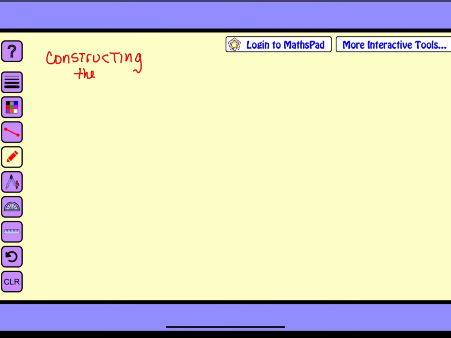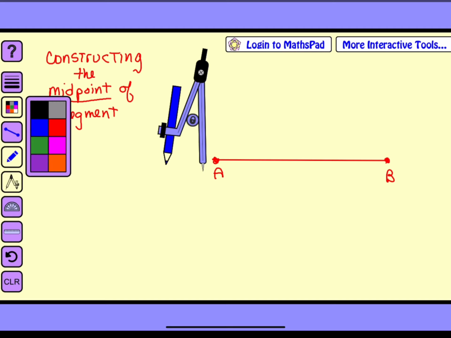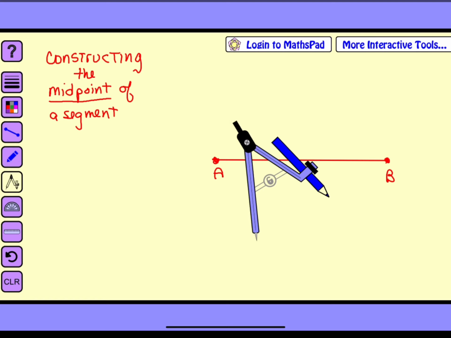We're going to construct the midpoint of a line segment. So what we're trying to do is find where the middle is exactly. To cut a segment in half is to bisect a segment. So when we locate the midpoint, we're finding a place where we can bisect the segment.